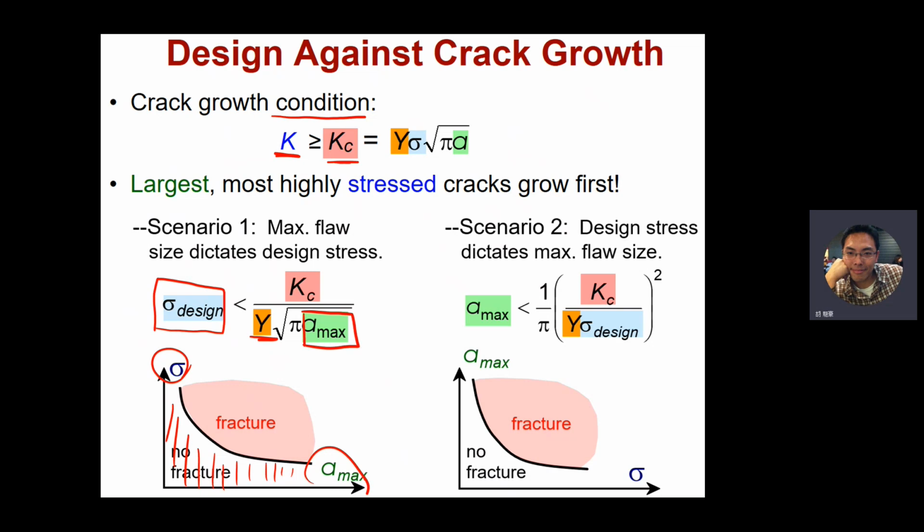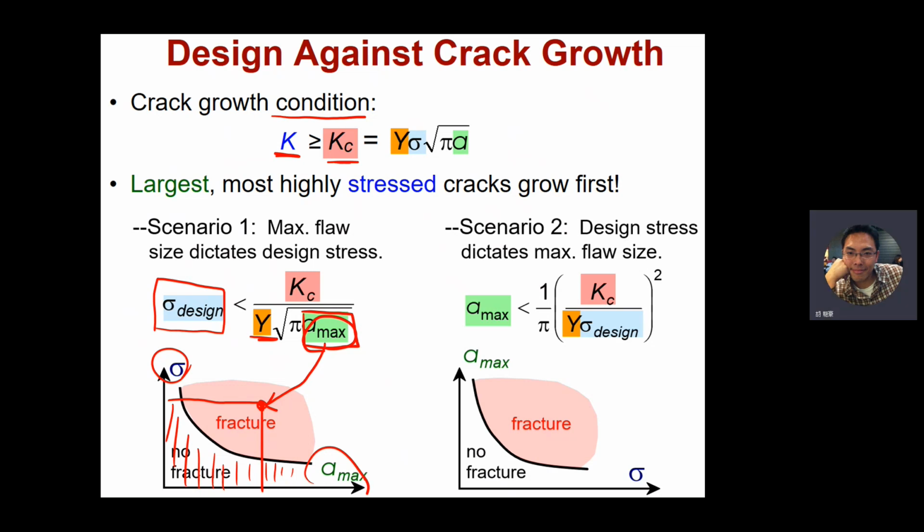Okay, if we have a flaw size and the stress at this point, right? If we know this flaw size is right here, and we calculate the design stress in the fracture regime, what does that mean? That means this design fails.